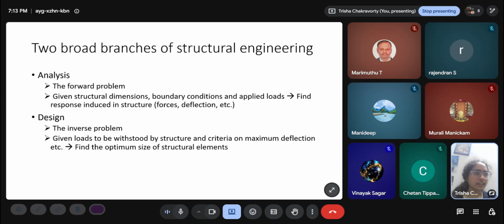We are not considering tidal load or offshore structure loading specifically. The four types of loading are dead load, live load, wind load, and earthquake load. So we have some values. If it's a residential building, the live load for the floor has to be considered 2 kilonewton per meter square, something like that. The dead load is the self weight of the structure, and the wind load and earthquake load are specific to the area where I'm building.